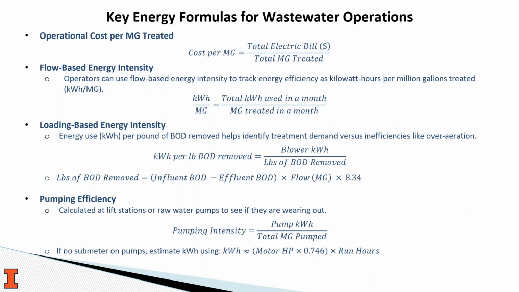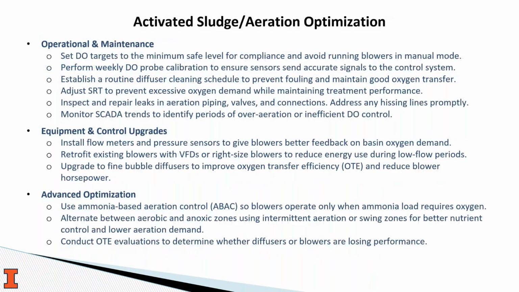Again, there are a lot more formulas out there, but these are some of the formulas you would need to know to start calculating the metrics you need for energy management. Now that we've covered some useful formulas and the steps to develop an energy management plan, I just wanted to quickly go over some energy conservation strategies you can implement, focusing on certain processes. I broke these down into three categories: activated sludge aeration, solids handling, and pumping. For each of those, I broke the strategies into three categories.